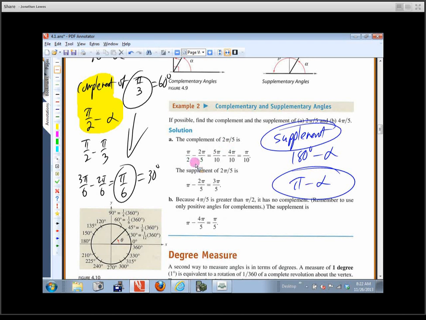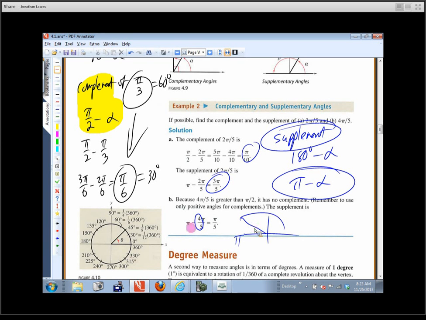To find the complement, you just take pi halves and subtract that angle. There's the answer here. To find the supplement, you take pi and subtract that angle. There's the answer there. Again, they're just doing fraction arithmetic here. And then because this angle, 4 pi fifths, think about where 4 pi fifths would be. This is the fraction of the top half of the circle. This whole thing is pi. This is 4/5 of that, so 4/5 of that would be about right here. It's already bigger than 90 degrees. It's already bigger than pi halves, so there's no complement.